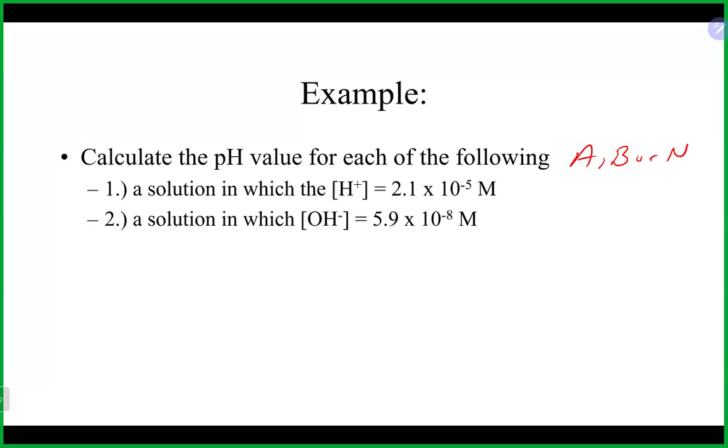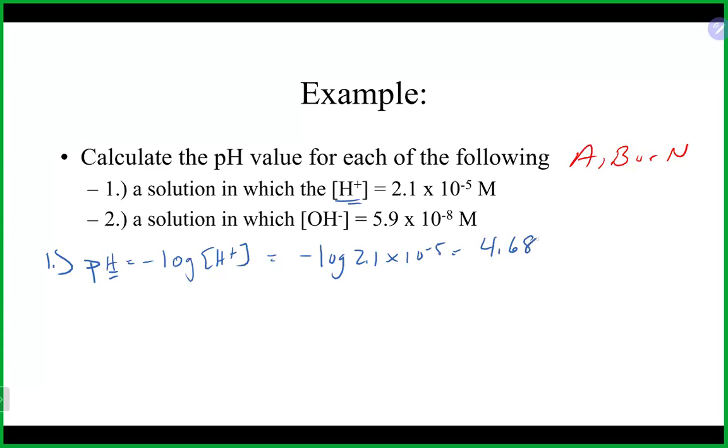Let's take a look. So on the first one here, we do have the H plus concentration. So because of that, we could go right into our pH equation, minus log of the H plus. Again, it tells you what you need. So putting that in, negative log of 2.1 times 10 to the minus 5. Again, making sure you punch it in whichever way you need to based on your calculator. So you also use your exponent button. Gonna give me a 4.68 pH.